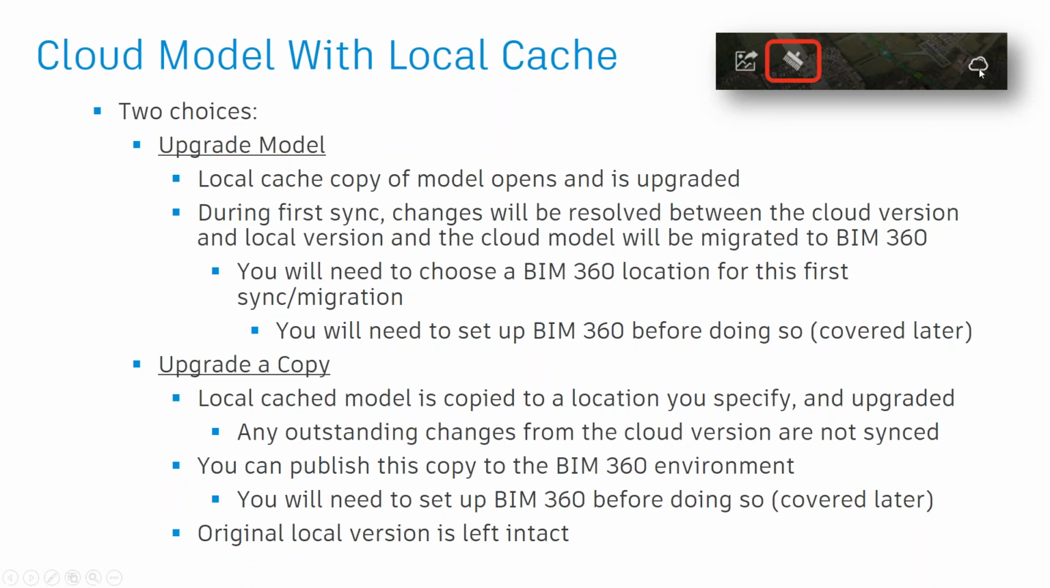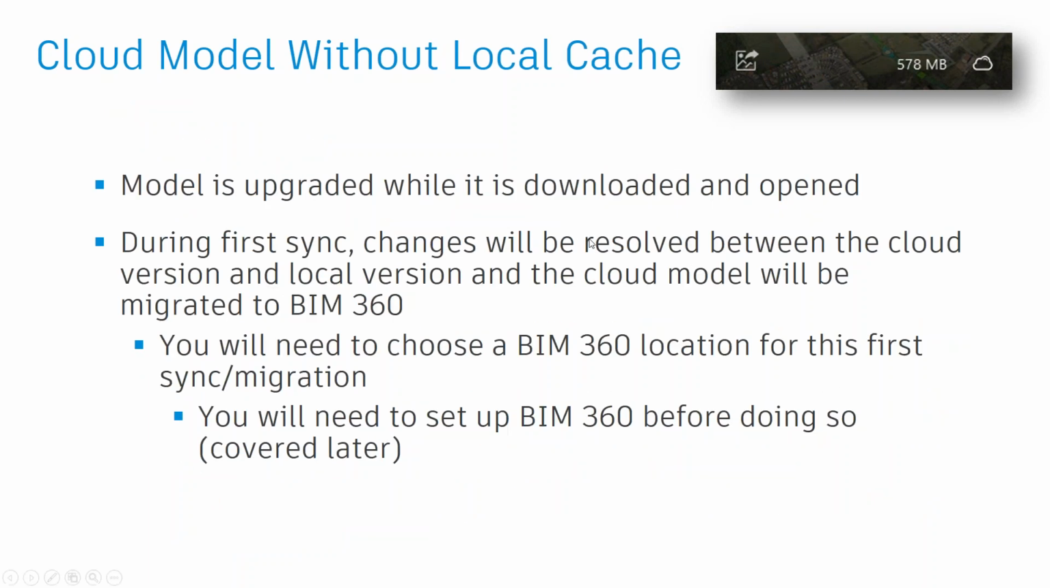Also, if you're actually in InfraWorks and you hover over the cloud icon, if it says cloud model and that's it, that means it only exists in the cloud. If it lists out a path, then that's showing you where the cache is located. For the cloud model without a local cache, you can see there's no broom icon there. So those are just clues to tell you what's going on.